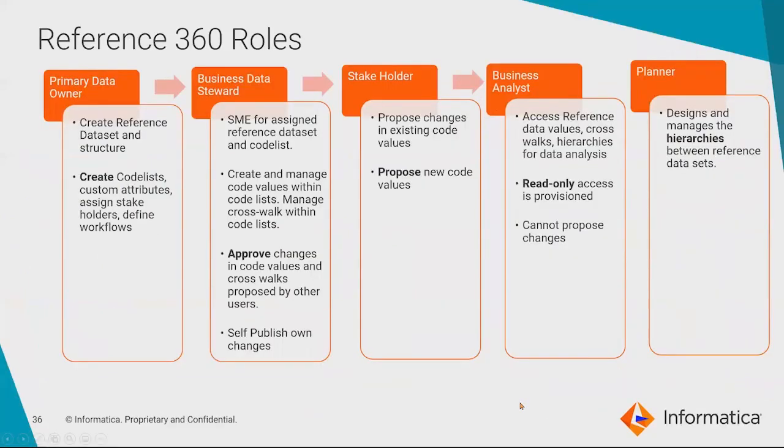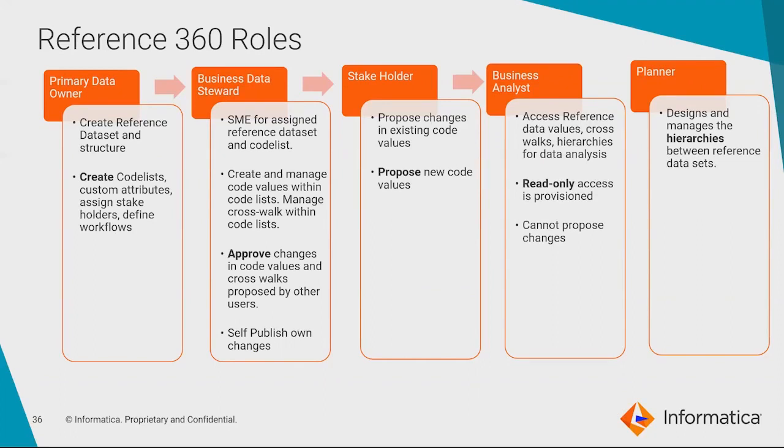In Reference 360, there's a number of roles that are built in. We have a primary data owner who creates the reference data set, creates the structure, assigns stakeholders, and defines what the workflow looks like, then passes that on to a data steward, who would really be the SME. They are assigned to the reference data set. They're responsible for governance over that code list, the crosswalks between the code lists. They need to approve changes made to the code list values. And they're able to publish their own changes.